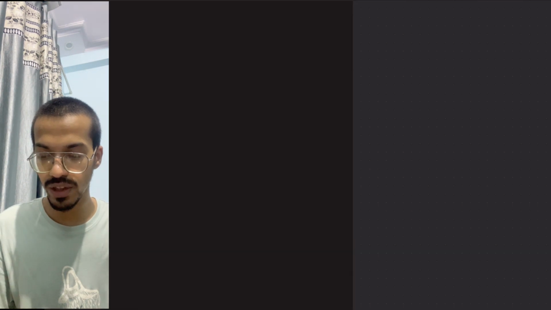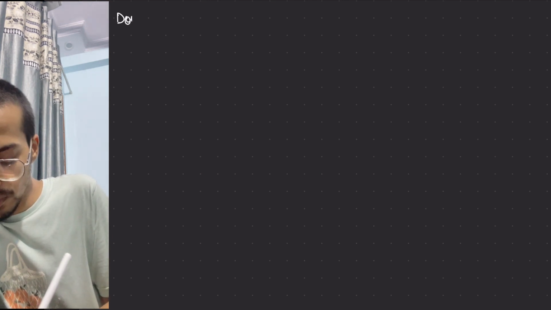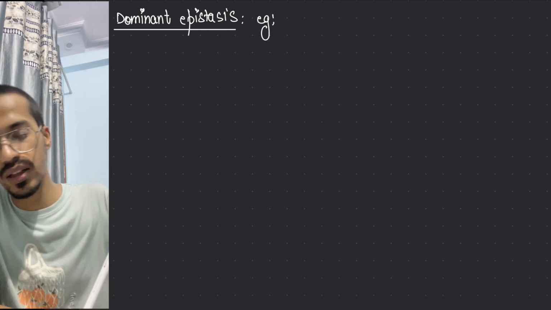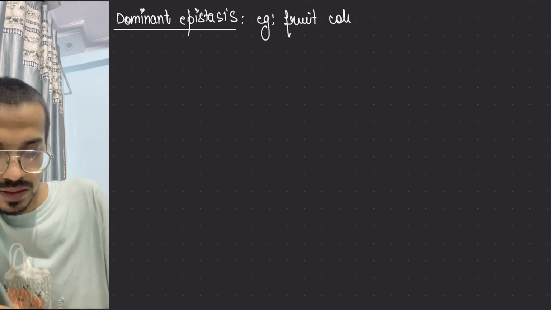The next one that we're going to do today, this is the last one, is the dominant epistasis, which is another version of epistasis. So in the dominant epistasis, what happens? It occurs in the summer squash, which is called Cucurbita pepo. So the example we are taking is the fruit color of summer squash.